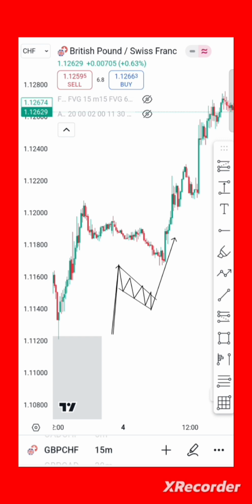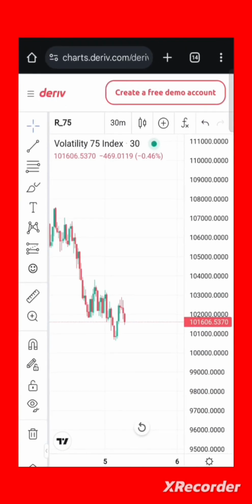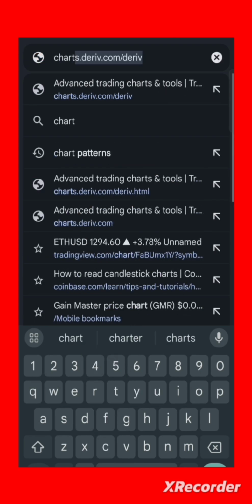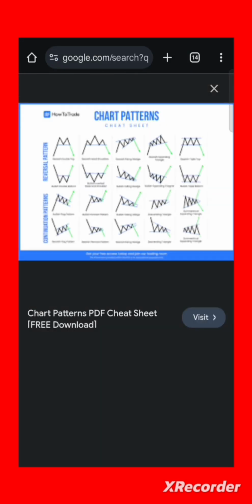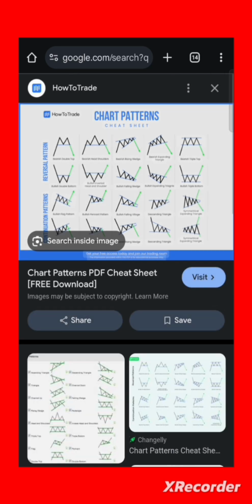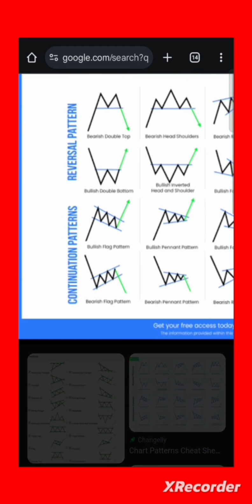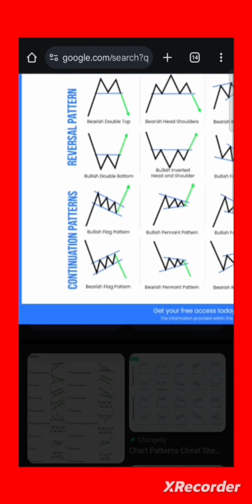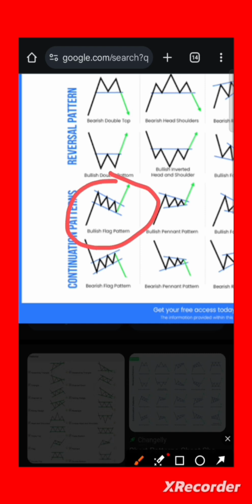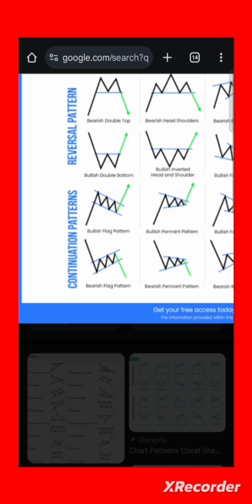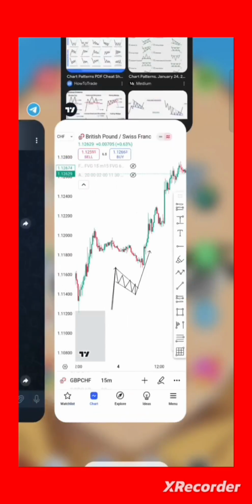If you don't know what a bullish flag pattern is, just go to Google and search for chart patterns. Let me show you guys quickly. Just come to Google, search for chart patterns, and you will see a ton of them. Let's look at this, for example. So we have chart patterns. Let's zoom out. This is it here. This is a bullish flag pattern. I hope this is clear. It's very effective, and it works well.